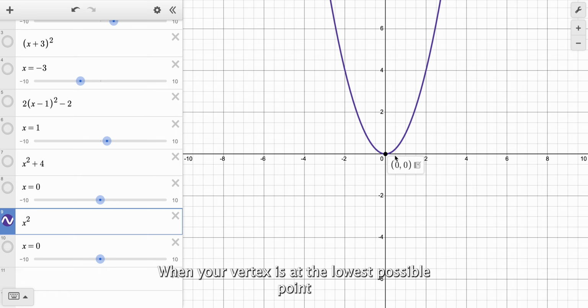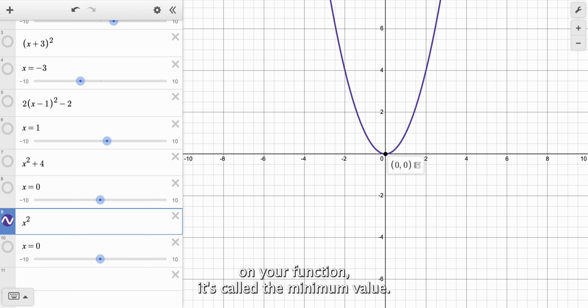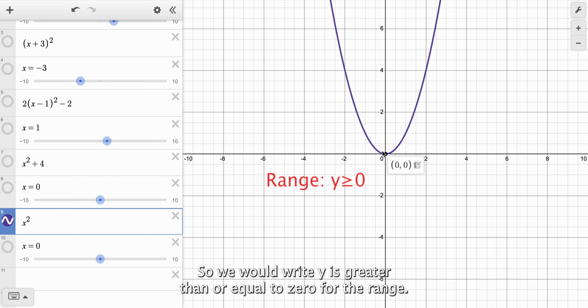When your vertex is at the lowest possible point on your function, it's called the minimum value. And our function is opening up because everything is going toward positive infinity for the range. Remember, range is all the y values on your function. So if we were to write the range of this function, we would go to the lowest point. The lowest our y values go is 0, and then everything greater than 0. So we would write y is greater than or equal to 0 for the range.